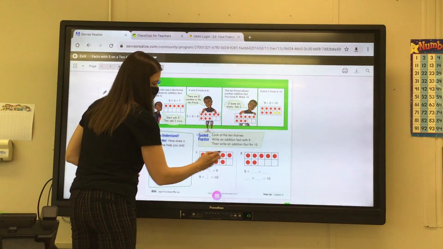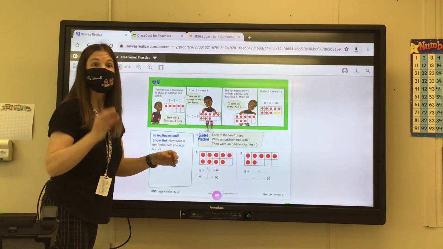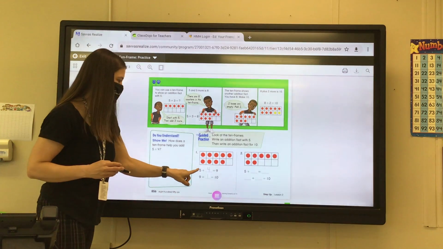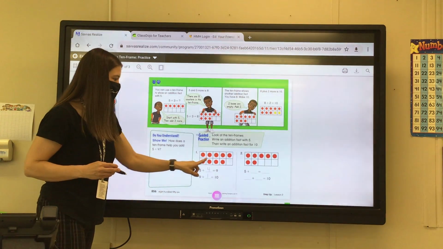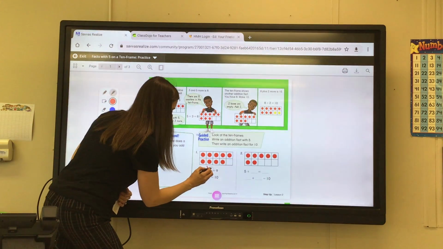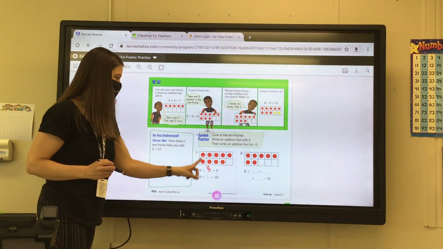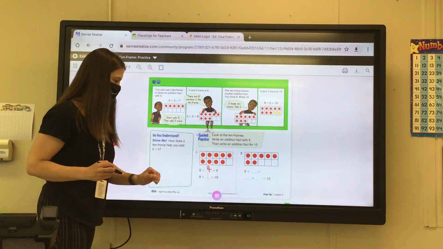How many are in my first 10 frame here? 5. Yeah, in the 10 frame, 5 in this top row, right? There's that first number 5. How many is it adding in the next row? 4. Trace that 4. 5 plus 4 equals what? 9. Okay, 5 plus 4 equals 9.